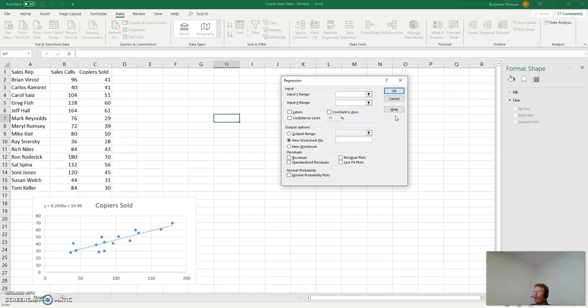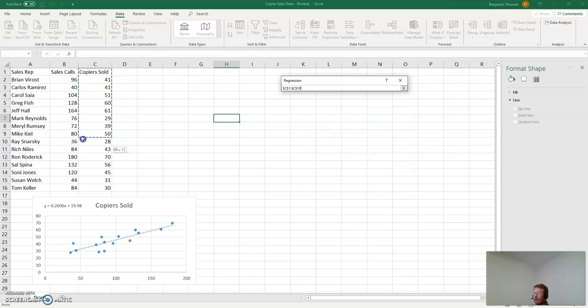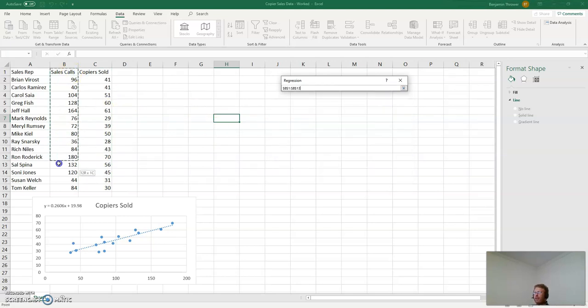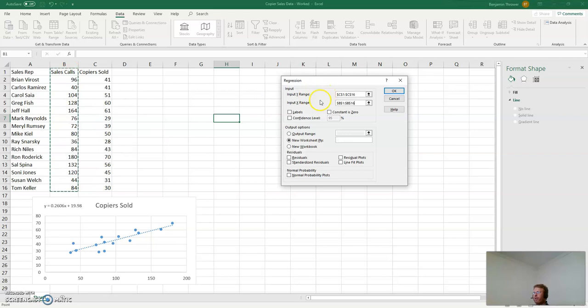So input our Y range. What's our dependent variable? The dependent variable would be what? Copiers sold, wouldn't it? All right. What would our X range be? The independent variable. That would be sales calls, wouldn't it? That's independent of the number of copiers sold. The number of copiers sold is dependent upon the number of sales calls you make. We think. And it looks like that's the case, yeah?